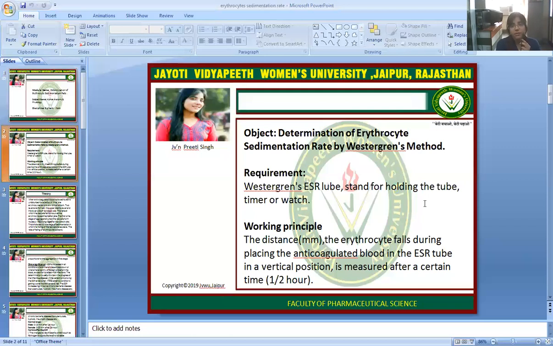Firstly, we discuss the requirements for performing this practical. The requirements are Westergren's ESR tube and a stand for holding the tube, and a timer or watch. So what is the working principle? The distance the erythrocytes fall, when anticoagulated blood is placed in the ESR tube in a vertical position, is measured after a certain time, 1 hour.